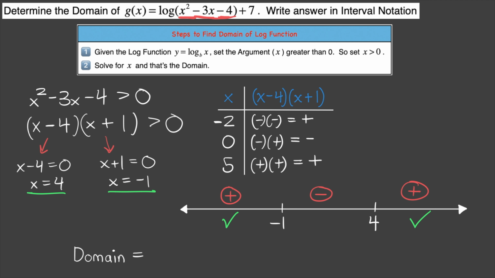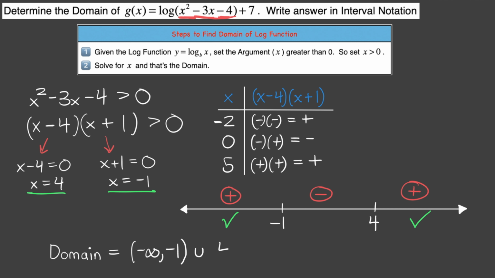All right, so we can go ahead and write our domain now. Our domain is going to be this first interval here, which is negative infinity all the way to negative 1. Now the question is, do we include negative 1? So let's plug in negative 1 and find out. If I plug in negative 1, I will get negative 1 plus 1, so this will be 0, and 0 times anything is 0. Is 0 greater than 0? No, it's not. Therefore, negative 1 does not satisfy the inequality, and we're going to put a parentheses around it.